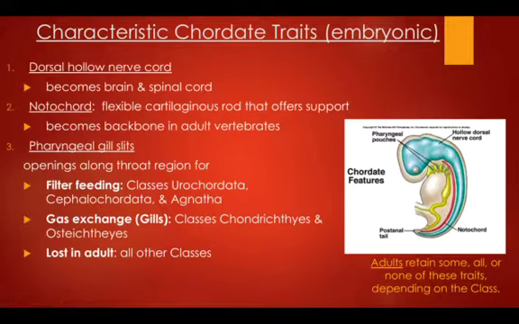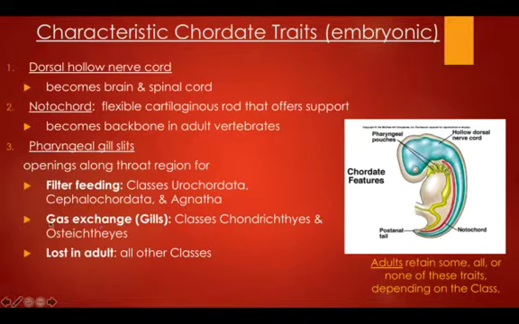The pharyngeal gill slits. Believe it or not, even when you were a developing embryo, you had pharyngeal gill slits. It's just that while we develop, these gill slits go away. But if they're in an aquatic chordate, then a lot of these gill slits are going to remain, such as with fishes and with sharks. So the pharyngeal gill slits can be used for filter feeding. We see that in the classes Urochordata, Cephalochordata, and Agnatha. And we're going to be going over each one of these classes.